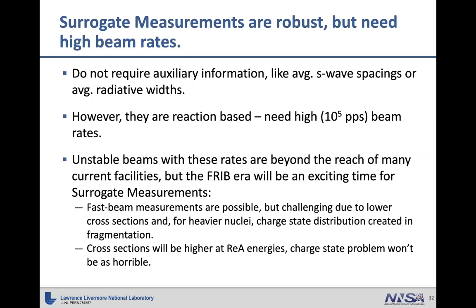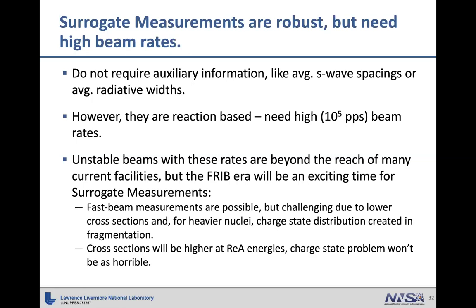So you can do a fast beam measurement, and that's attractive because the rates are higher, but it's also quite challenging because as you increase the beam energy, the cross-section for transfer reaction drops. So you need to at least degrade the beam energy. Producing heavy things, so things heavier than about mass 100, in fragmentation, and then degrading the beam means that you will have a very messy charge state distribution. So it will be quite a challenge to identify the isotope of interest in the fragmentation soup.